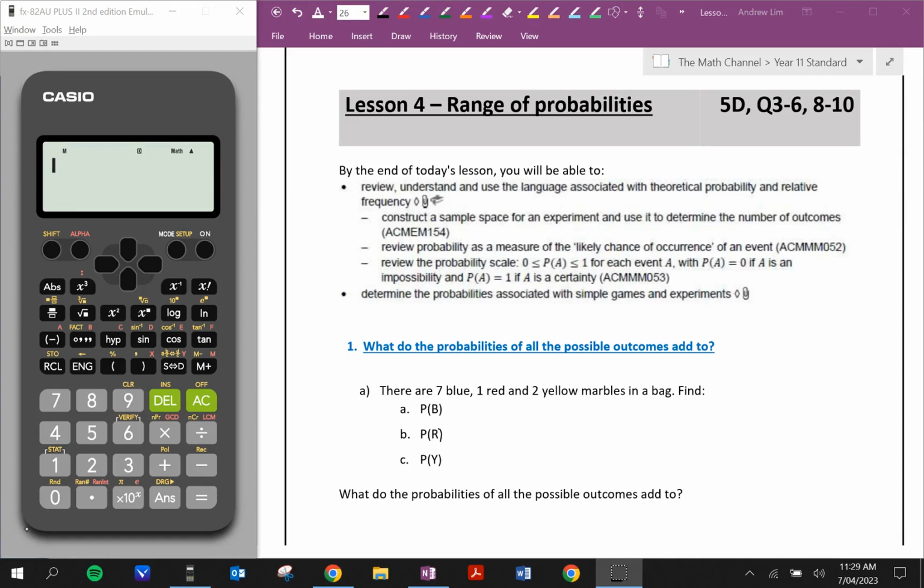In this video, we're going to be looking at range of probabilities. So I've got a bunch of syllabus dot points here for you to read if you would like to, but I'm not going to read it for you.